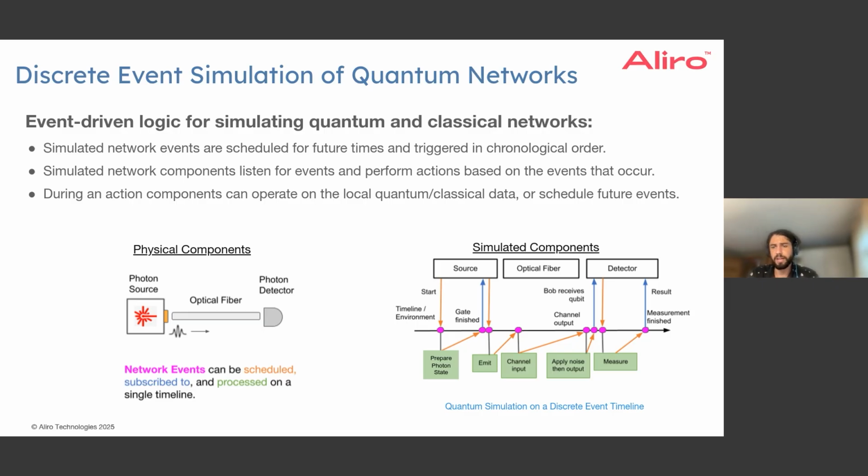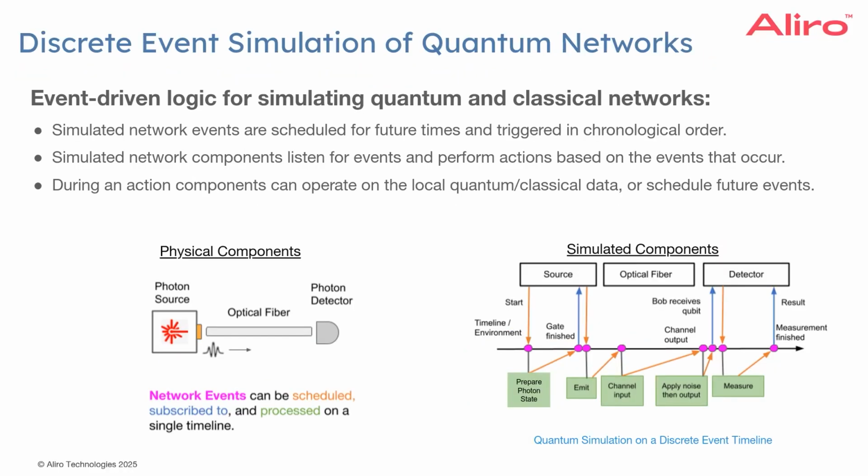Now, on the simulation side, we take a separate approach. We first will apply a discrete event simulation of quantum networks framework. And here, we're using this event-driven logic for simulating quantum and classical processes in networks. So the main idea of this framework is that you have these physical components in a real network that are actually being modeled explicitly in our simulation.